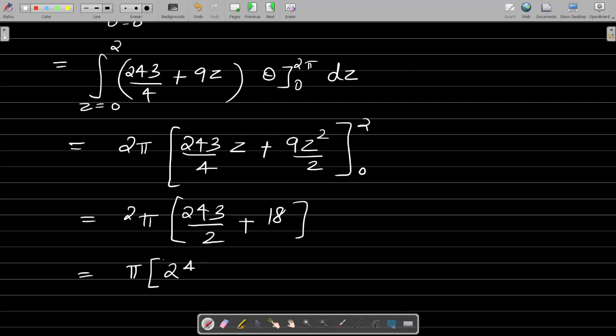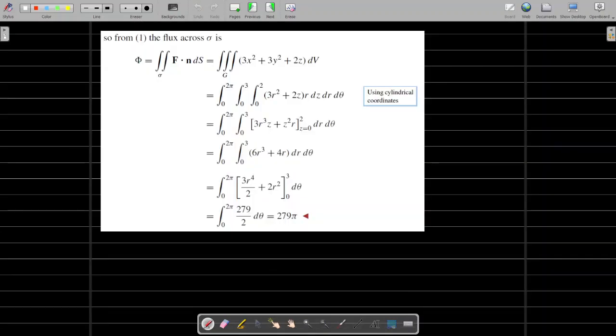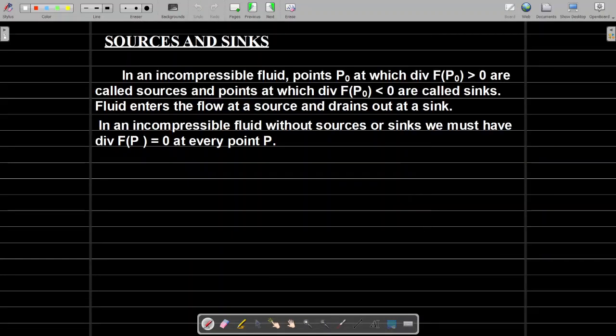So 243, then you'll be having plus 2 into 18, which is 36. So that comes out as 279 pi. So this is the final answer. The flux across sigma is 279 pi.